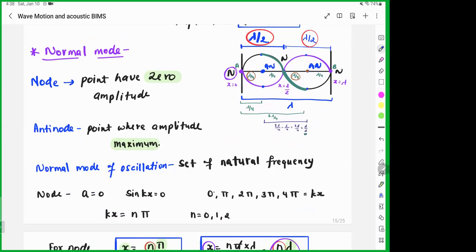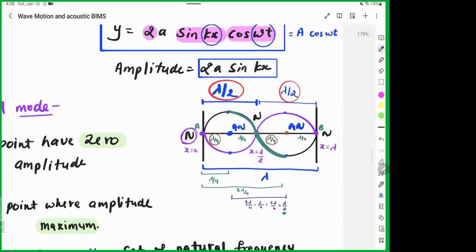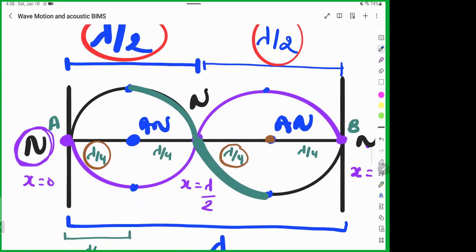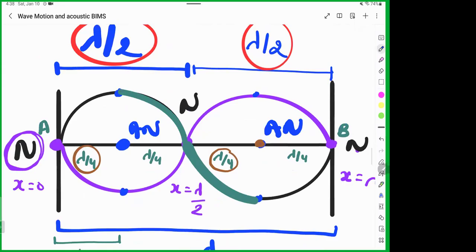What is node? Node is the point where amplitude is zero, and antinode is the point where amplitude is maximum. Okay. Example. If you see here, in this case, everything is written here. N stands for node and AN stands for antinode. So you can see at N, your amplitude is zero. This is node. At AN, your amplitude is maximum value. So you call it as antinode.